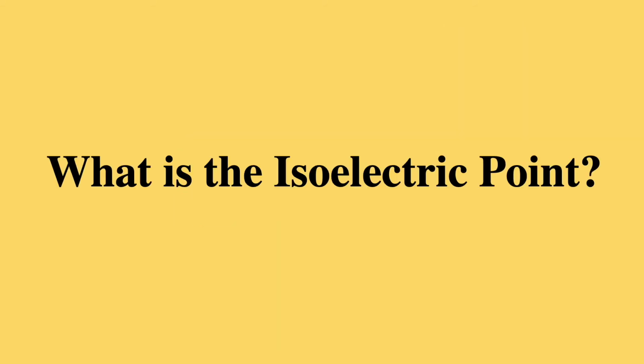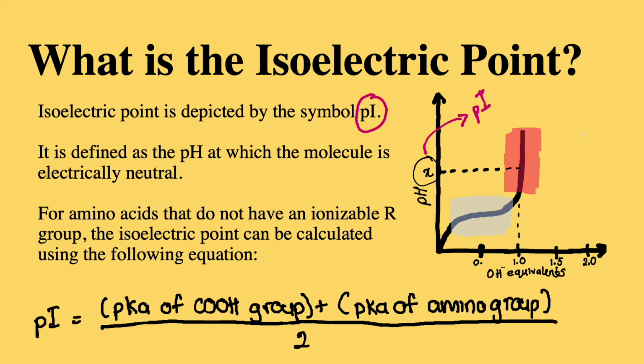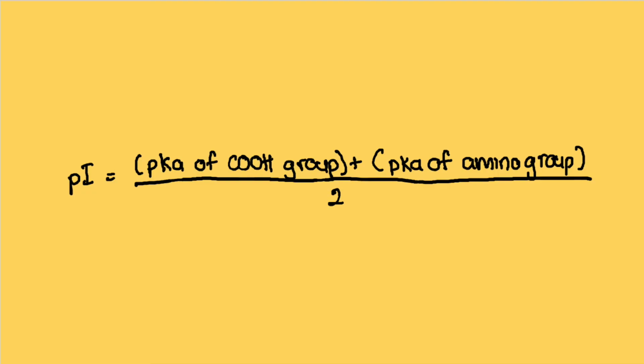What is the isoelectric point? Just as a quick refresher, the isoelectric point is depicted by the symbol pI. It is also defined as the pH at which a molecule is electrically neutral. For amino acids that do not have an ionizable R group, the isoelectric point can be calculated using the following equation: pI equals the sum of the pKa of the carboxyl group and the amino group divided by 2.